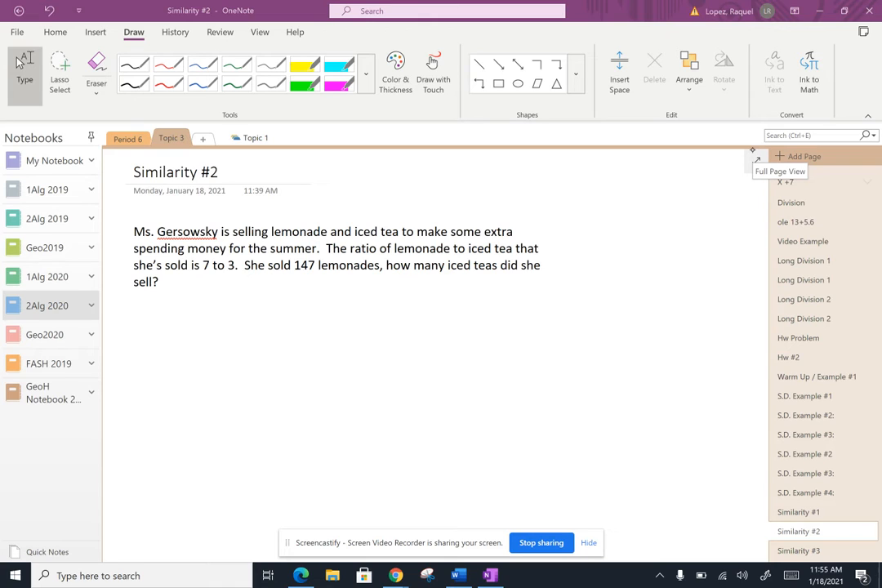So Ms. Kursowski is selling lemonade and iced tea to make some extra spending money for the summer. The ratio of lemonade to iced tea that she has sold is 7-3. She has sold 147 lemonades. How many iced teas has she sold?